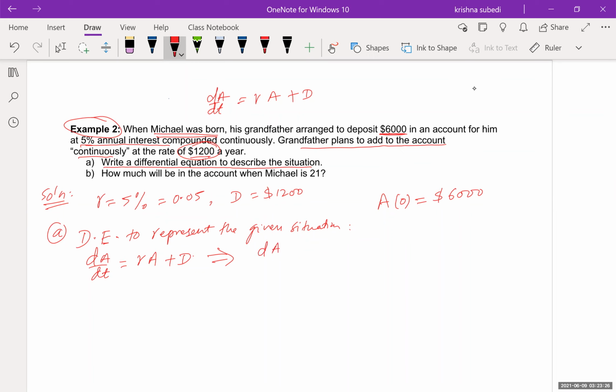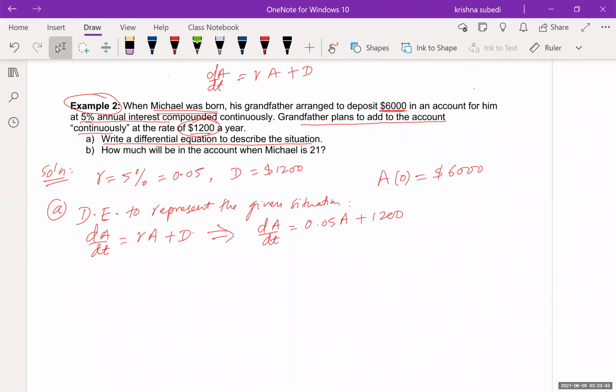So now dA over dt equals R is 0.05 A plus D is constant, which is $1,200. Done. Part A is done. Okay, we change this whole English language, the situations, into mathematical form. Part A is done. Part B, how much will be in the account when Michael is 21 years old?